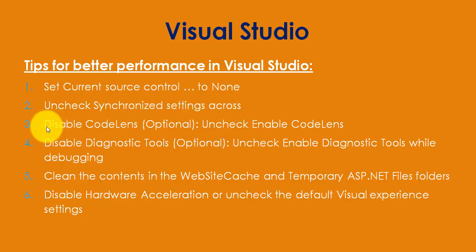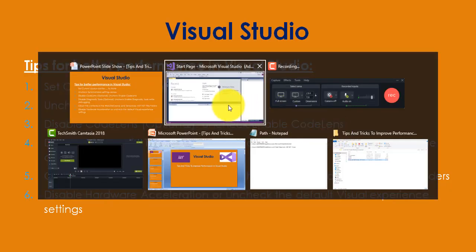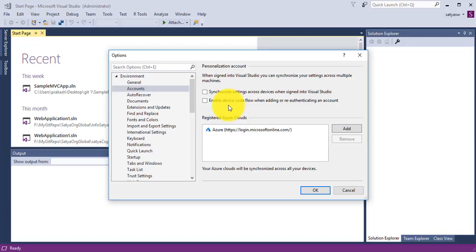The third one is to disable CodeLens, optionally by unchecking Enable CodeLens. Go through the same process here: go to Tools and Options in Visual Studio. It will open this window for you. What you'll do here is go to Tools, Options, and Text Editor.